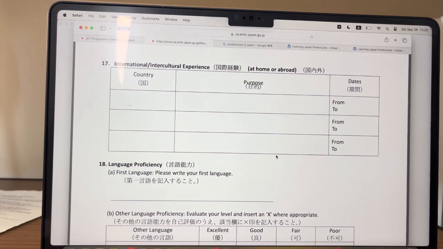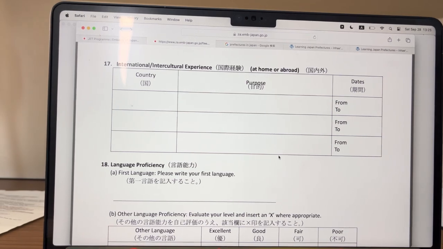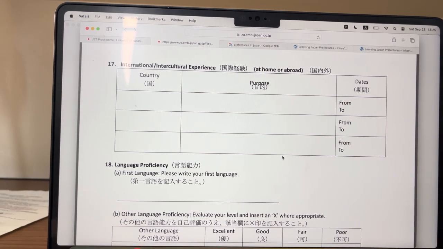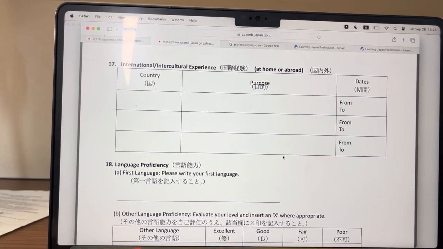And for from and to, you can just write how long you were friends for. If you've been friends since 2018, you'll write from 2018 until now, or until 2019. It depends how long you've been friends for. And you can also write any international or intercultural experience that you've had. And we move on to number 18.